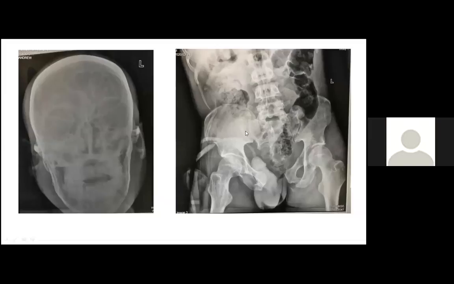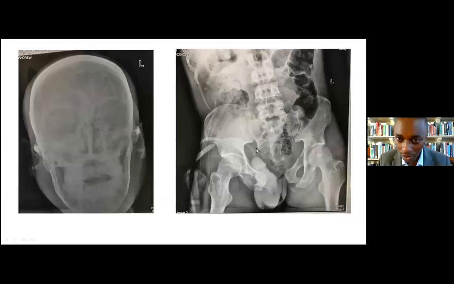There is a diastasis of the SI joint, sacroiliac joint on the right side. And I think there is fracture of the transverse process of L5 on the right side. And I'm not too sure about the sacral fracture. If there is a sacral fracture, sacroalar fracture, I would want more imaging to comment on that.